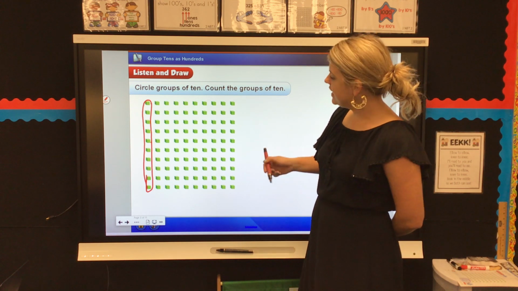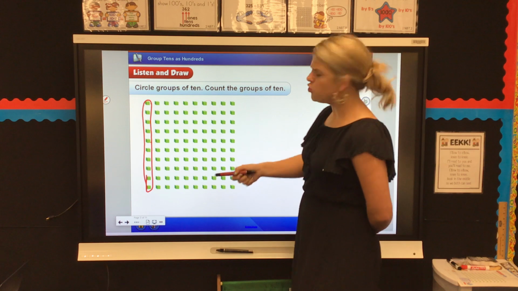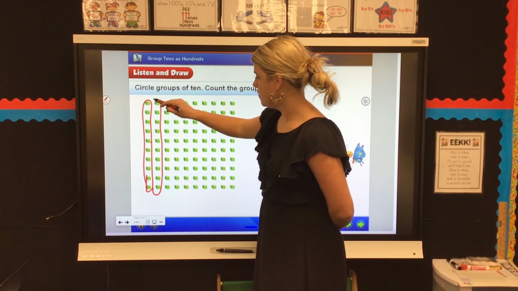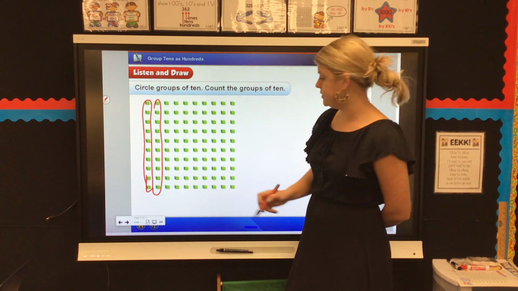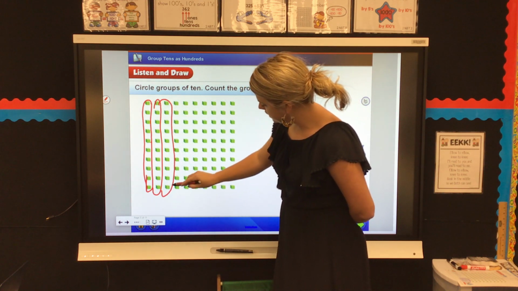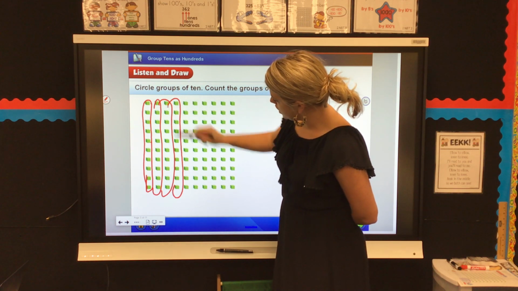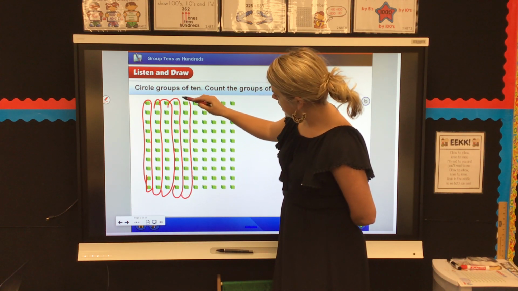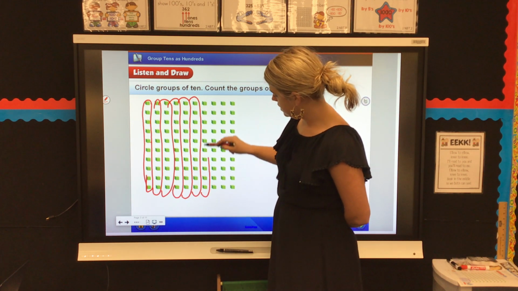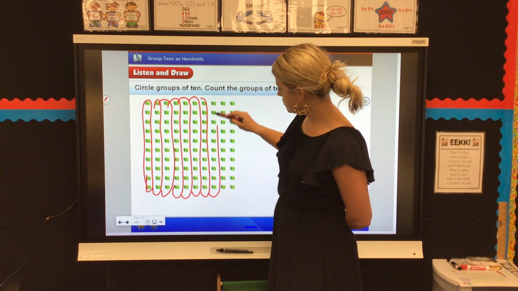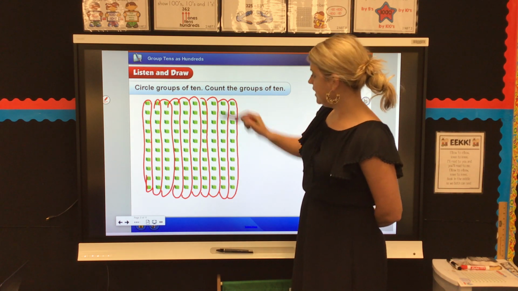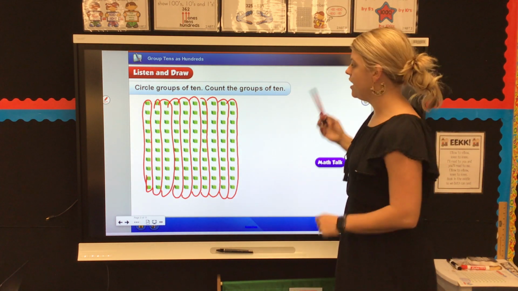Good job. All right. Now, if that's 10, then I know that the row beside it is probably 10 as well. So I'm going to draw a circle around that. Okay? So that's 2 groups of 10. We have 3 groups of 10. 4 groups of 10. 5 groups of 10. 6 groups of 10, 7 groups of 10, 8 groups of 10, 9 groups of 10, and 10 groups of 10. So let's see how much that is.